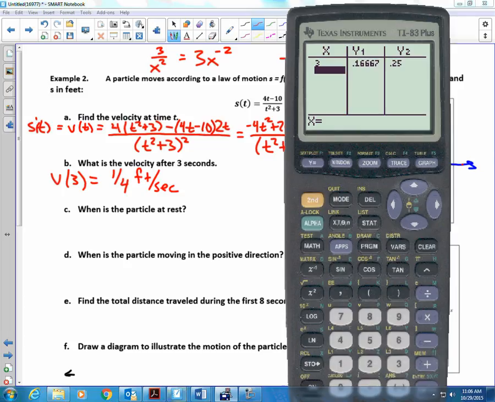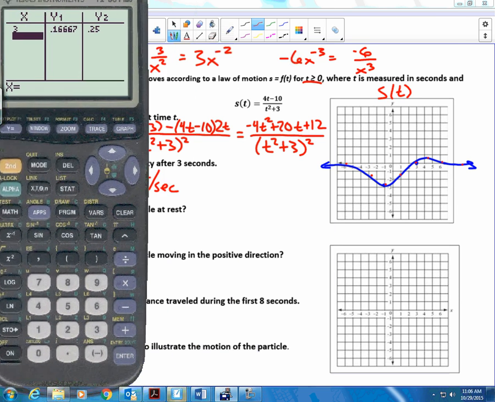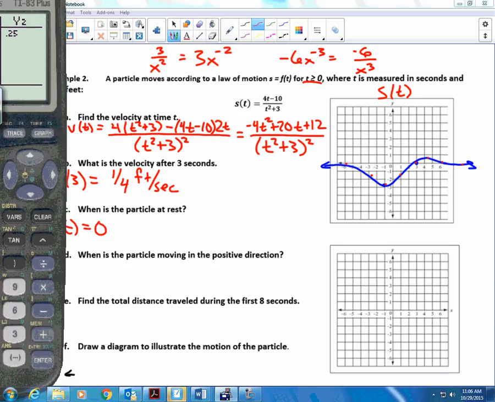All right. When is the particle at rest? What do we use to determine when the particle's at rest? Yeah, when it goes from negative to positive and when the, what'd you say? When the slope is 0. When the derivative is equal to 0, that's when the particle is at rest. So I'm going to look at my derivative. I have to find out when that thing's equal to 0. Is the bottom ever equal to 0? Why? The bottom is always positive.